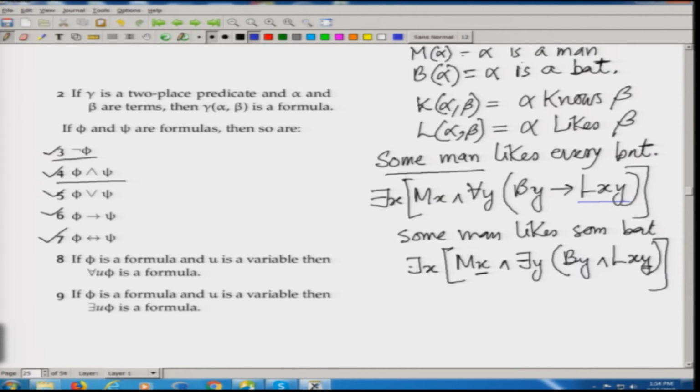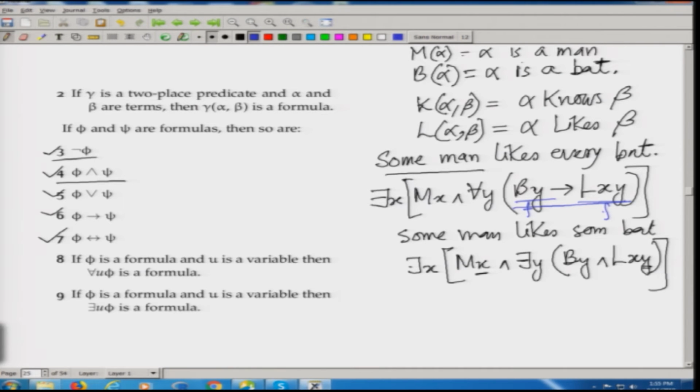LXY is definitely grammatically correct, because L is a two-place predicate, and X and Y are individual variables. So they can combine. L requires two variables since it is a two-place predicate. This is fine. Is BY fine? Of course, because B is a one-place predicate and Y is an individual variable. So they unite and then you have BY. Because this is a formula and also this is a formula, this implies this is also a formula. So, we have justified this much.